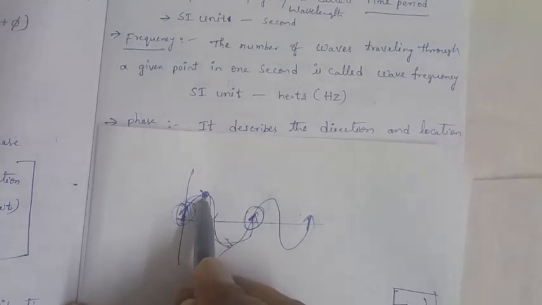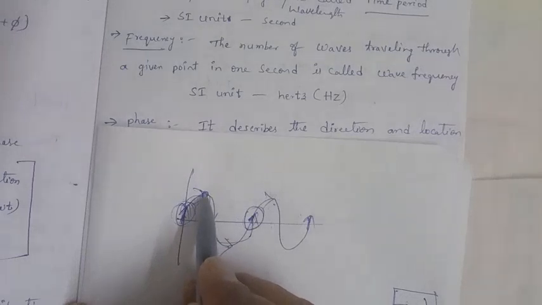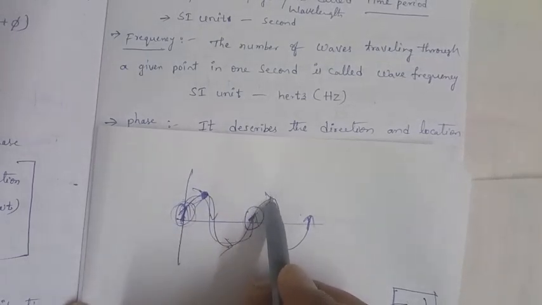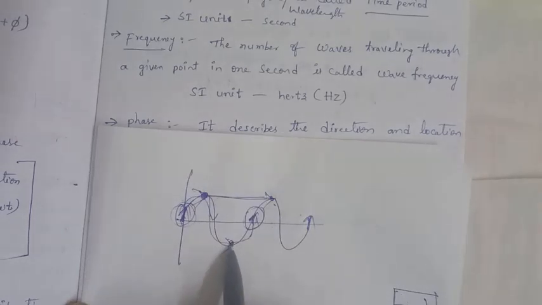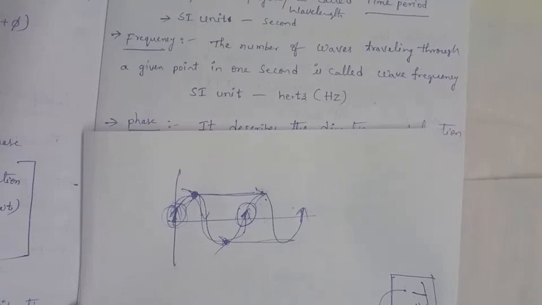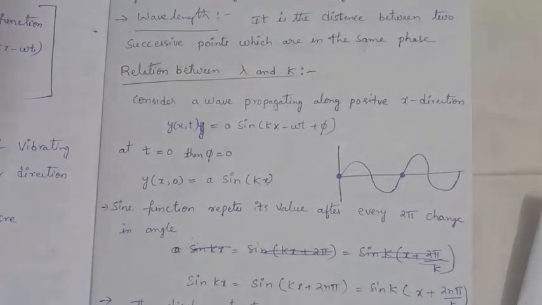And here, if suppose it is the point, at the same point you have to repeat it here. So it is a crest and it is the crest. So the successive distance between two crests or the successive distance between two troughs is nothing but the wavelength. And next we will go for the relation between lambda and k.